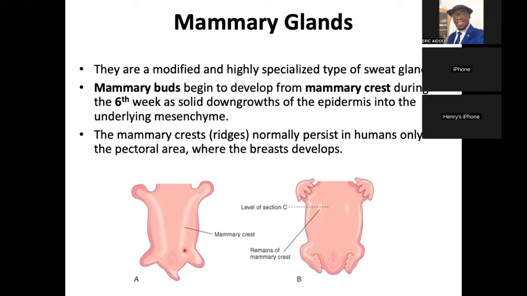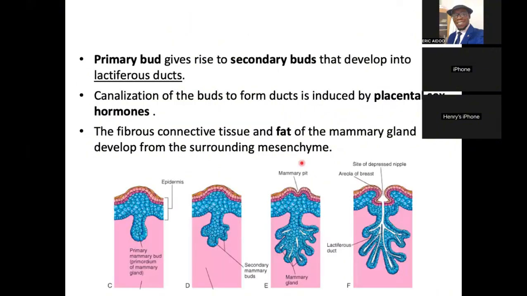And so sometimes you find the breast persisting, forming ridges, and then the breast will develop along that line. So we are saying that you have a primary bud, which will later also bud to give secondary buds that will now develop ducts known as lactiferous ducts. These ducts, or the secondary buds, will canalize to form the ducts. If we say canalization, we mean creating a lumen. So canalization of the secondary buds to form the duct is induced by placental hormones.